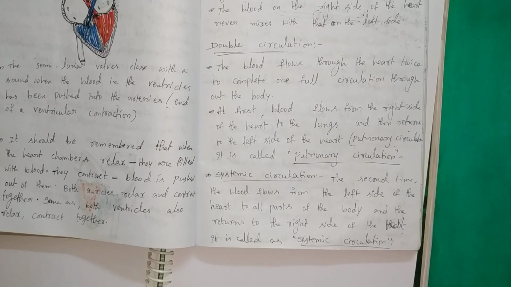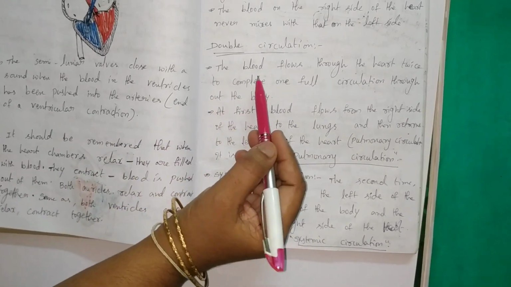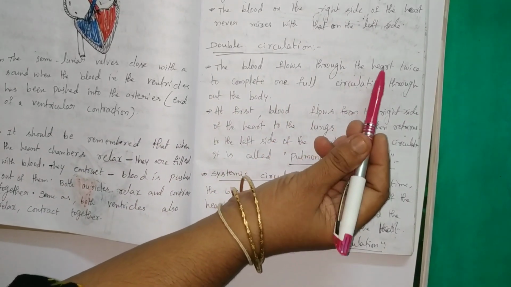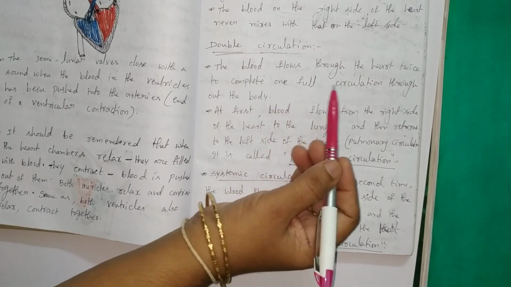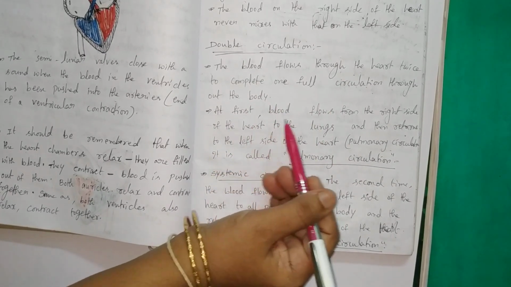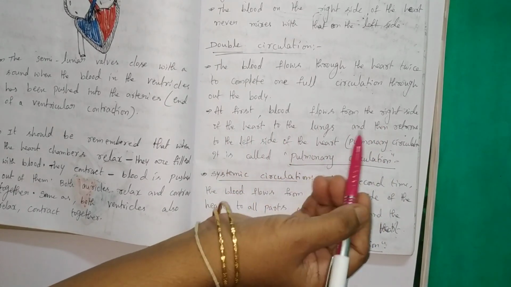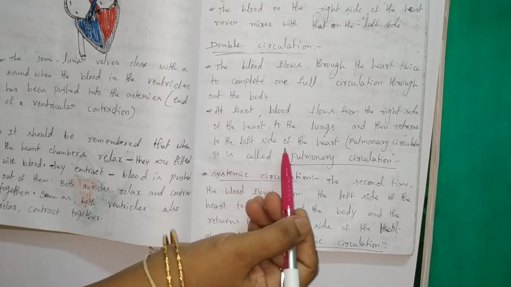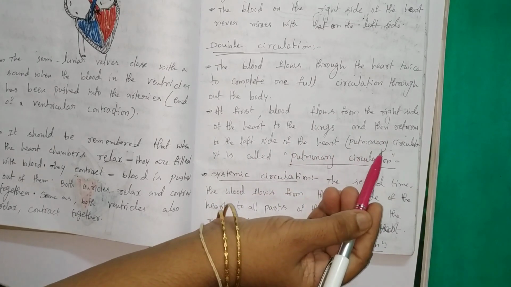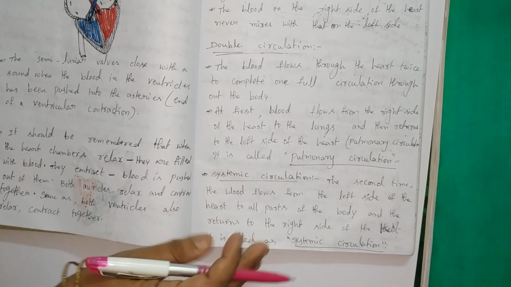Today I am teaching about 8th class biology, 6th chapter, the circulatory system. Double circulation. The blood flows through the heart twice to complete one full circulation throughout the body. At first, blood flows from the right side of the heart to the lungs and then returns to the left side of the heart. So it is called pulmonary circulation.